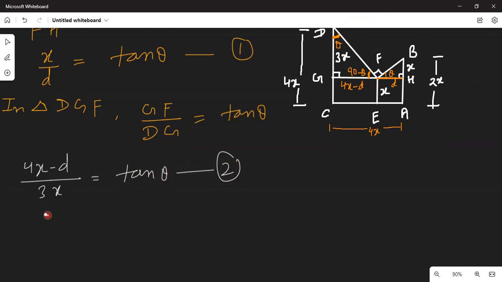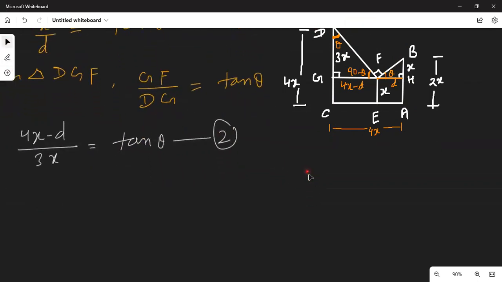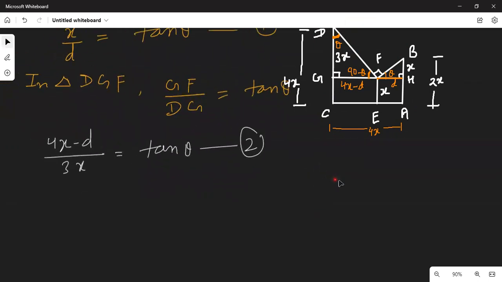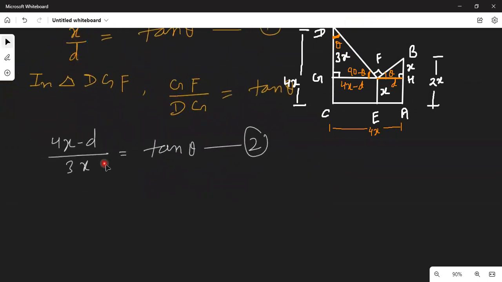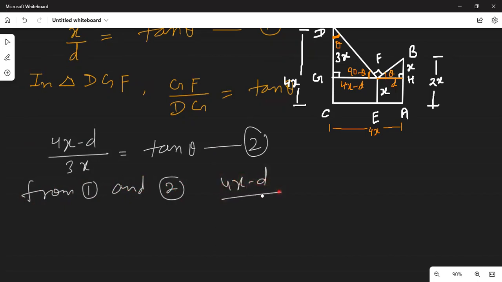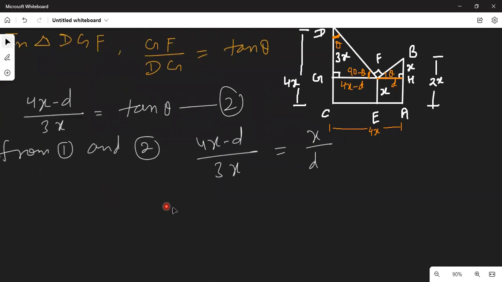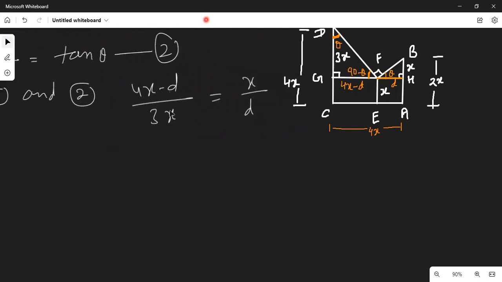What do we get from 1 and 2? From 1 and 2, we can say what tan theta should be equal to. So x by d should be the same as 4x minus d over 3x. All right, so from 1 and 2, we get 4x minus d divided by 3x is the same as x over d, isn't it? Cross multiply and see if you can find some relation between x and d.